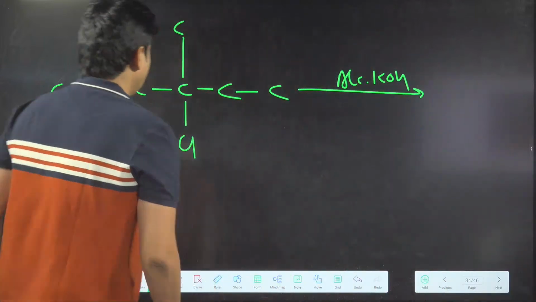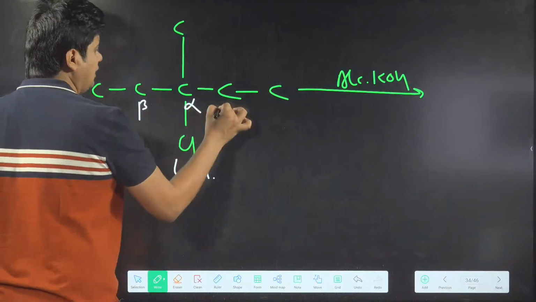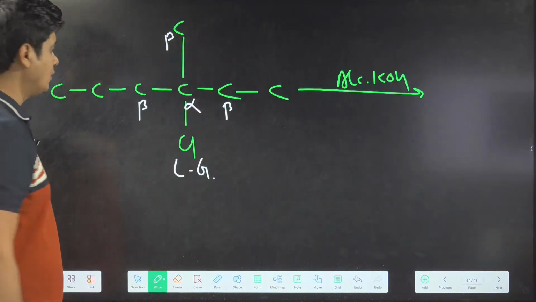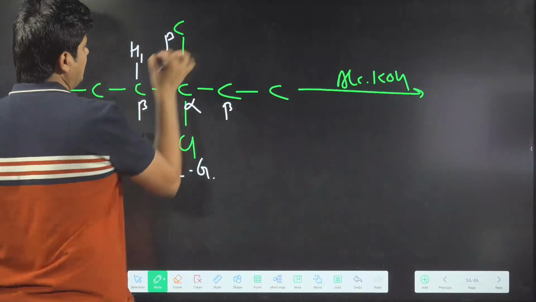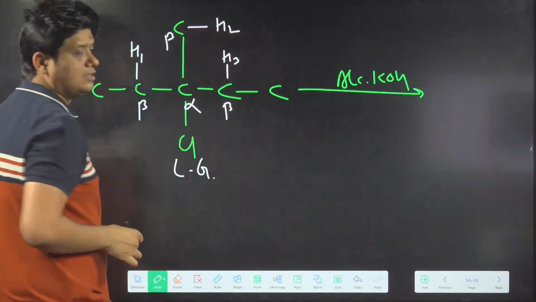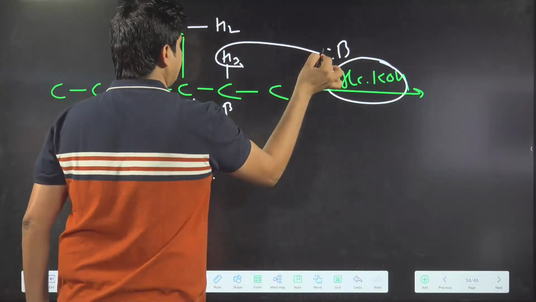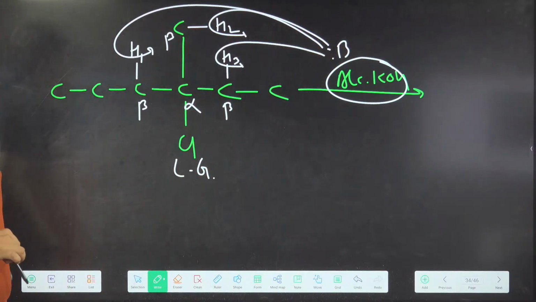Now, this is our leaving group. This is alpha, this is beta, this is beta, this is beta. Let's say for this one I am writing beta H1, for this one H2, and for this I am writing H3. So alcoholic KOH is acting as a base. It can remove this H3, it can remove this H2, it can remove this H1. Which one is giving the more stable alkene?